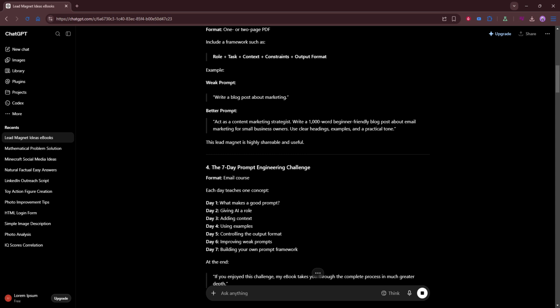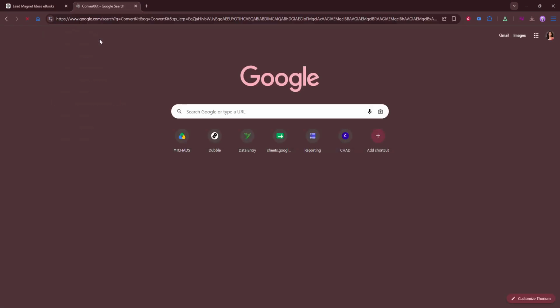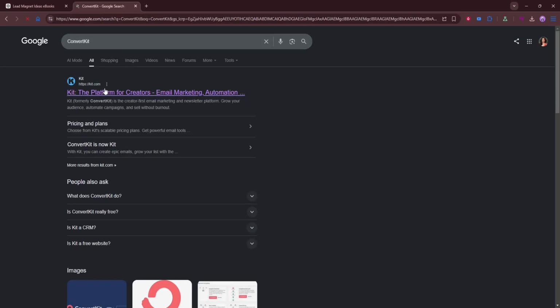After that, open ConvertKit and set up a landing page or sign up form. Keep this simple and focused. Make sure the page clearly explains what someone is signing up for and why it's worth their email address. The easier it is to understand, the better your conversion rate is likely to be.